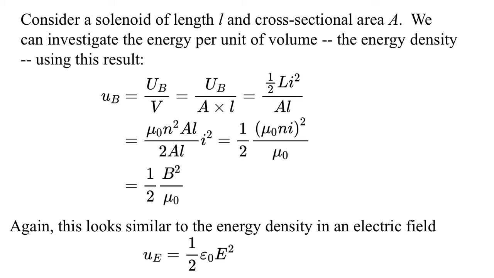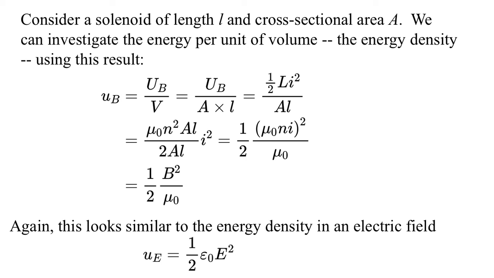Consider a solenoid of length L and cross-sectional area A. We can investigate the energy per unit volume of it, the energy density, using that result. Little u_B, which is the energy density, is capital U_B over V, the energy we have divided by the volume in which it is stored. That, of course, would be the energy we have divided by A times L. But the energy we have, we just found, was 1/2 L I squared. For a solenoid, we know that the inductance is mu naught times the turn density squared times the area times the length. And then we have this 2 and the AL, and I squared. Notice that the AL goes away, the dimensionality of it goes away. We're left with mu naught n squared I squared.